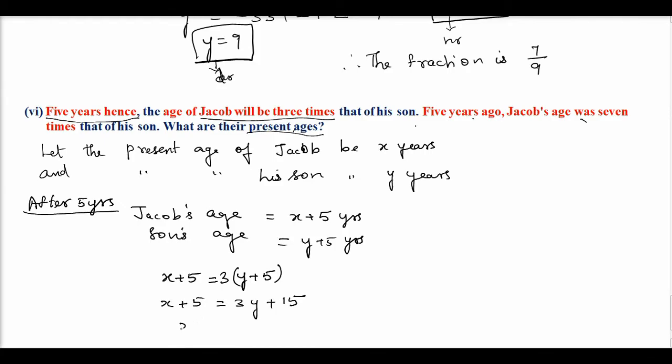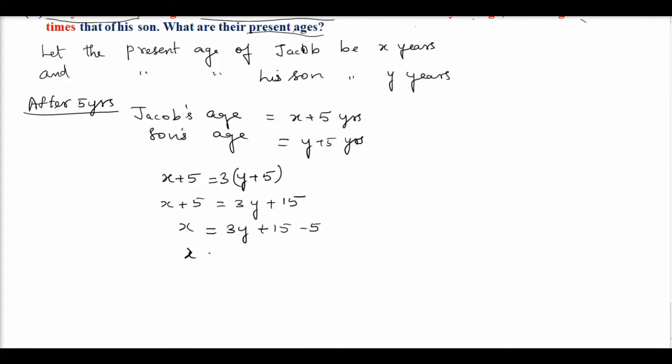So I can say x equal 3y plus 15 minus 5, that is x equal 3y plus 10. Otherwise I can say x minus 3y equal 10. Whatever be the equation, you can name it as equation number 1. Because we are going to do only the substitution method, I can first itself express x in terms of y.